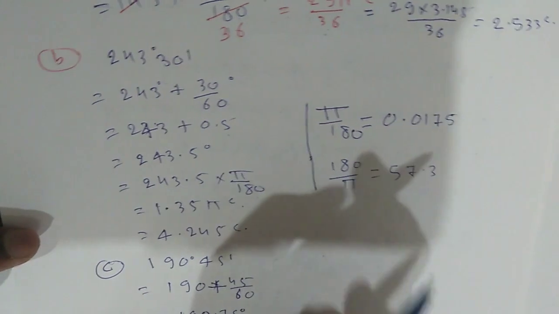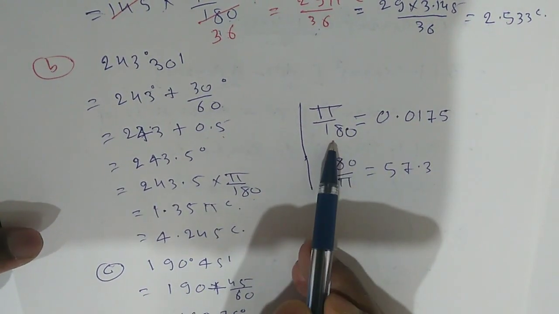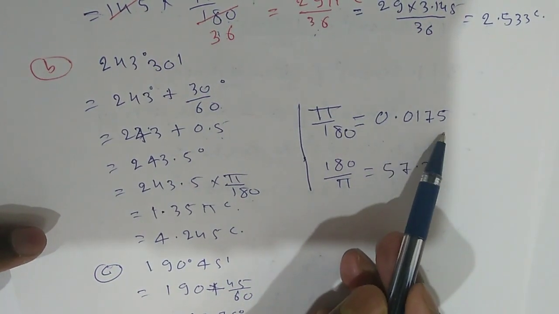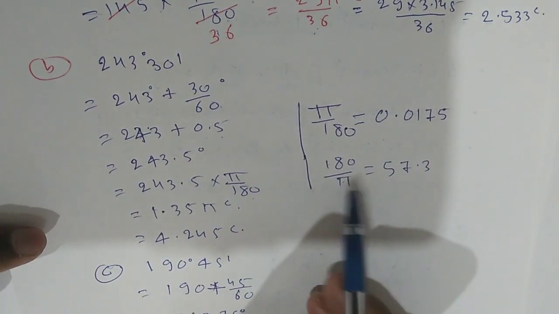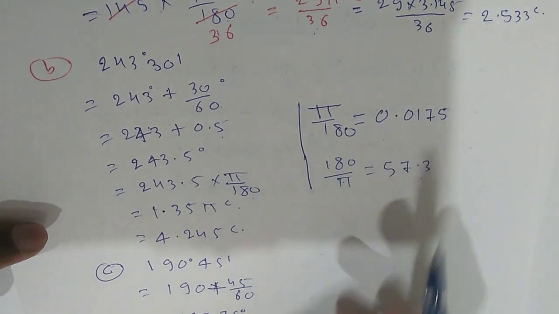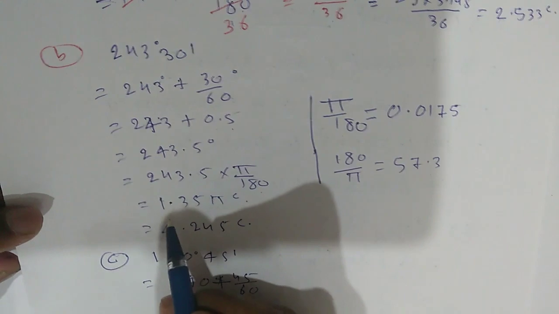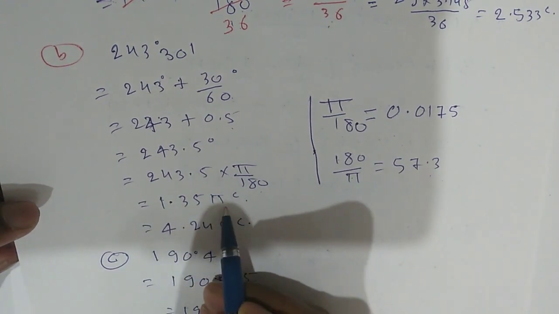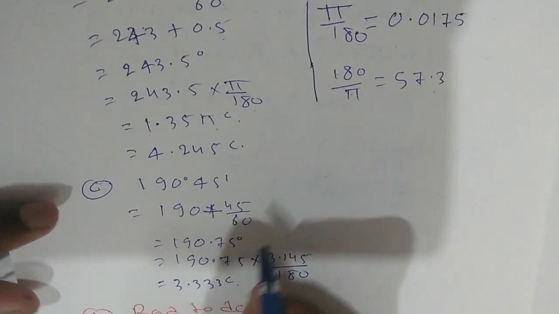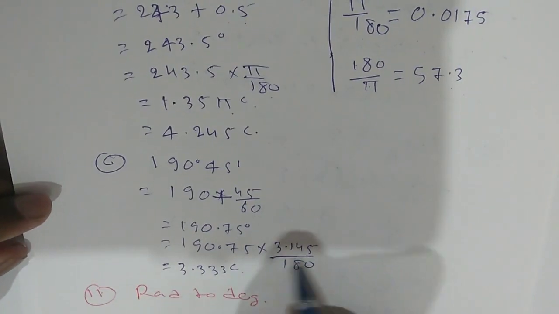Always remember pi upon 180 is the value of 0.0175 and 180 upon pi is 57.3. This means directly multiply and get the answer. So here is 1.35 pi. After multiplying we got this one. In a similar case, the next one, multiplying this one we got this one.